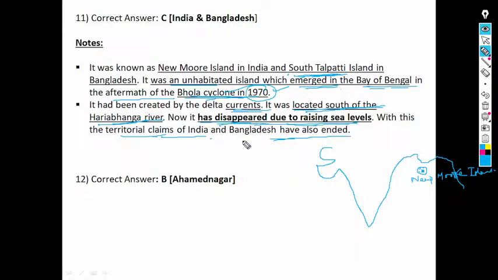So New Moore Island was born of a dispute between India and Bangladesh over territorial claims. So also it ended. This is all about New Moore Island.